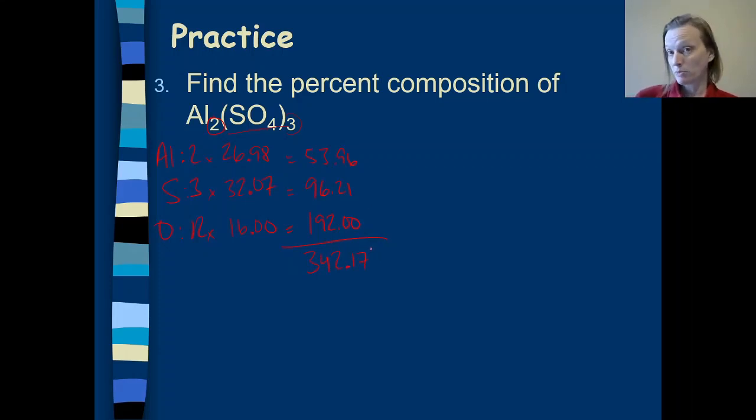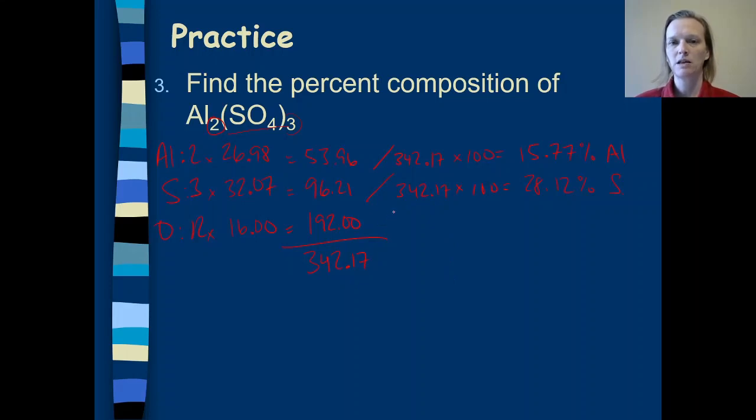So how do I determine percent composition? Part divided by the whole times 100. The part that's aluminum divided by the whole mass of the whole compound times 100. And that gives me a percentage of 15.77% aluminum. For sulfur, the part divided by the whole times 100 gives me a percent composition of 28.12% sulfur.